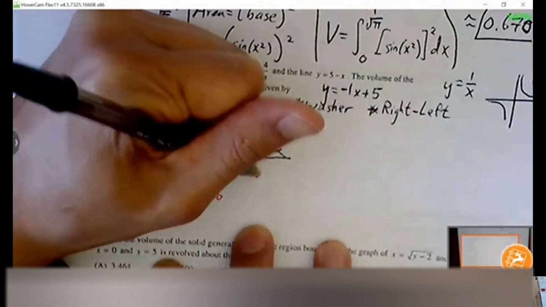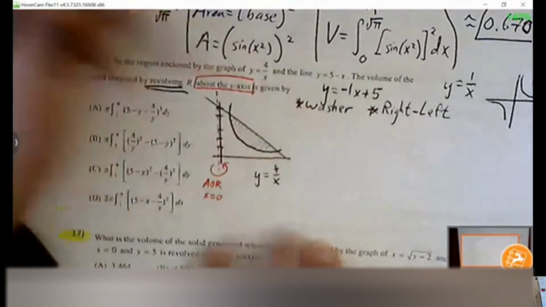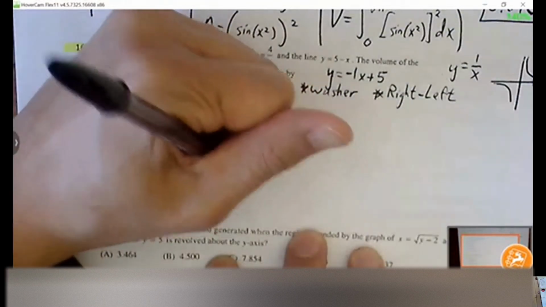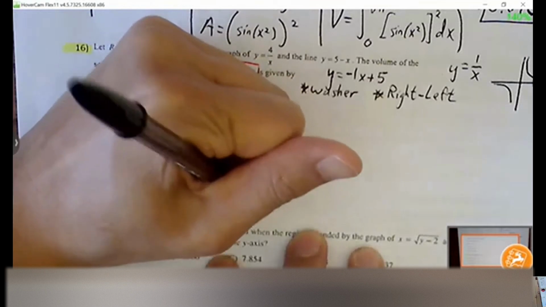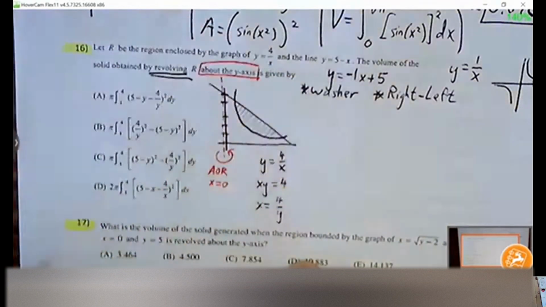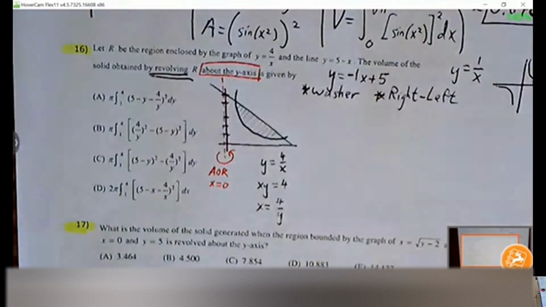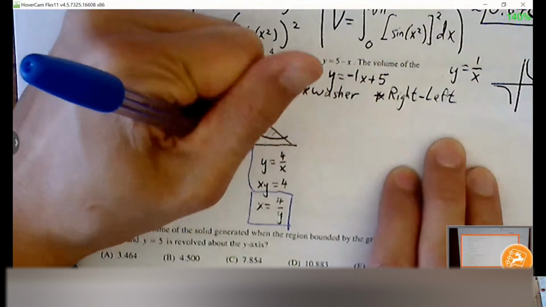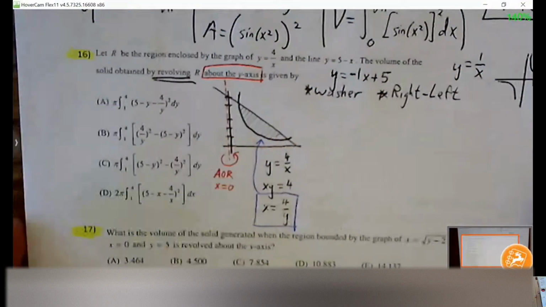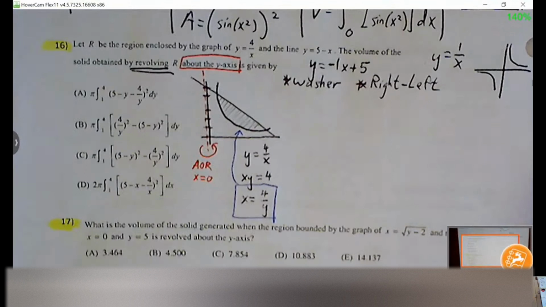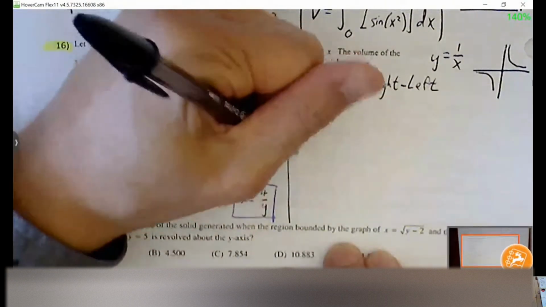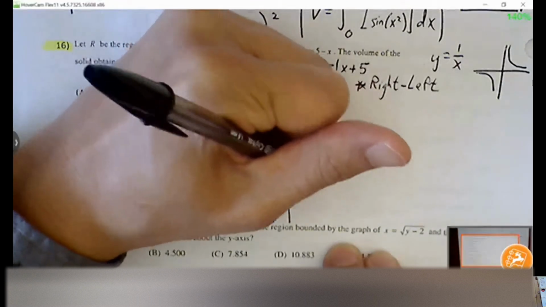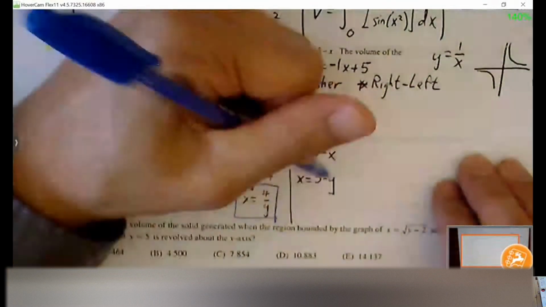So start off with y equals 4 over x. To get that in the appropriate form, I can cross multiply and solve for x. X equals 4 over y. I know that 4 over y is referring to the curve, so I'm just going to point an arrow to it. Next up, y equals 5 minus x. If I solve for x, x is equal to 5 minus y. That's the linear graph.